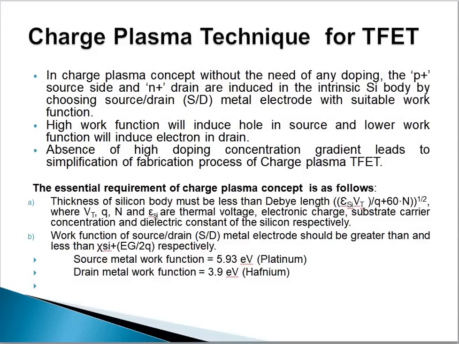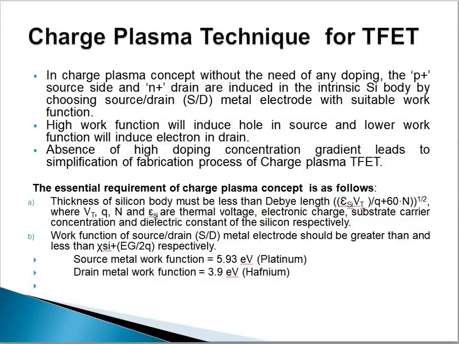In the charged plasma concept, without the need of any doping, the P plus source side and the N plus drain side are induced in the intrinsic silicon body by choosing source drain metal electrode with suitable work function. High work function will induce holes in the source and the lower work function will induce electrons in the drain. And the third point is absence of high doping concentration gradient leads to the simplification of fabrication process of the charged plasma TFET. There are two essential requirements of the charged plasma concept as follows.